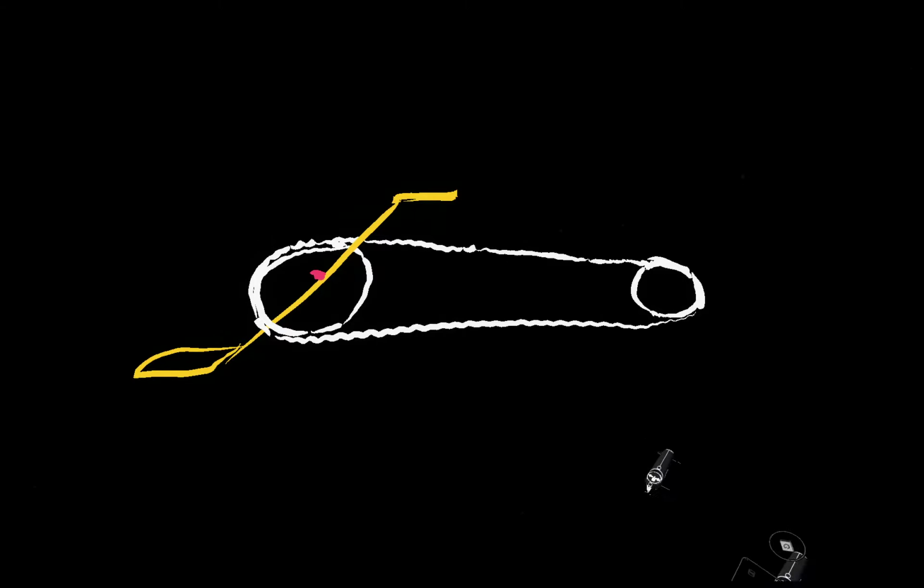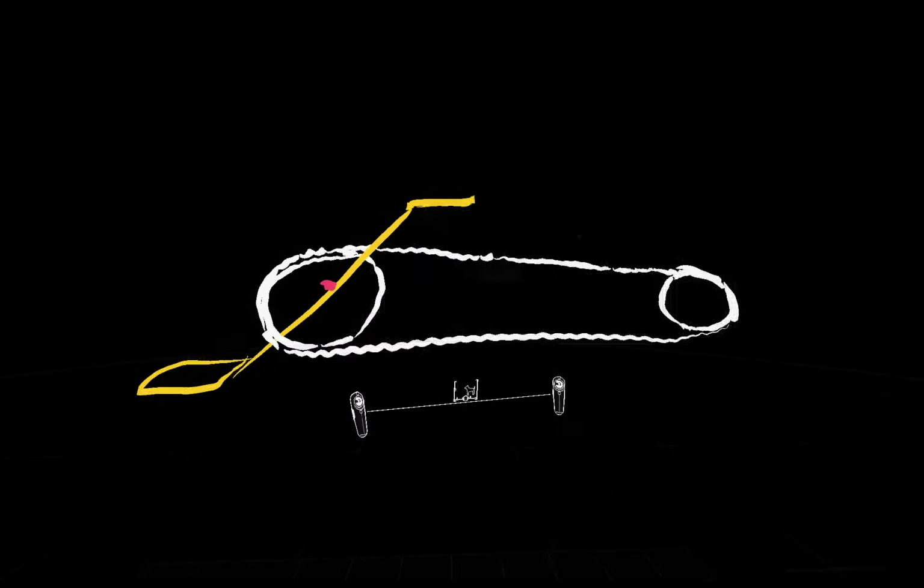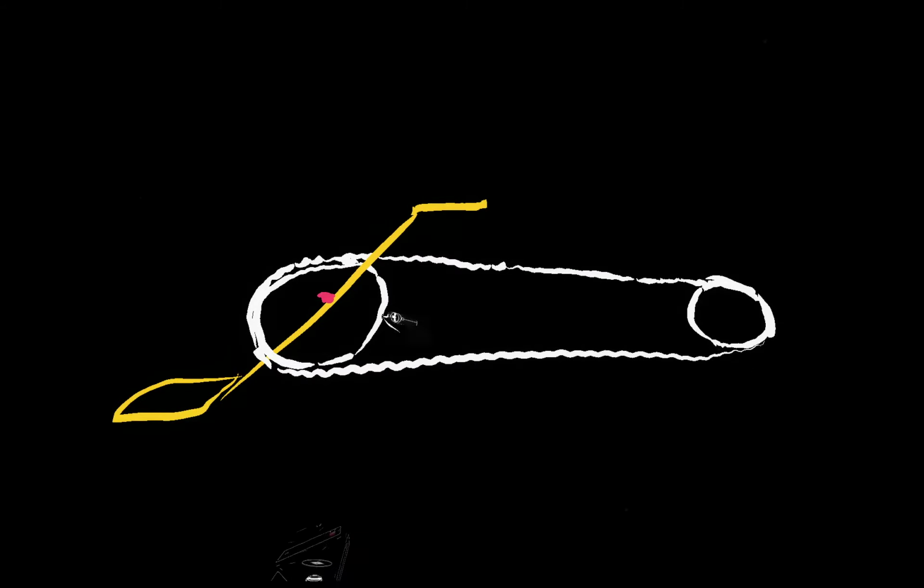So what was work in the non-angular realm? Remember, it's just a force applied through a distance. So if we're talking about rotational work, then it's still the same thing, force through a distance, but our force is now a torque, and so it's only this tangential force. So it's this force, and then this force, and then this force, right?